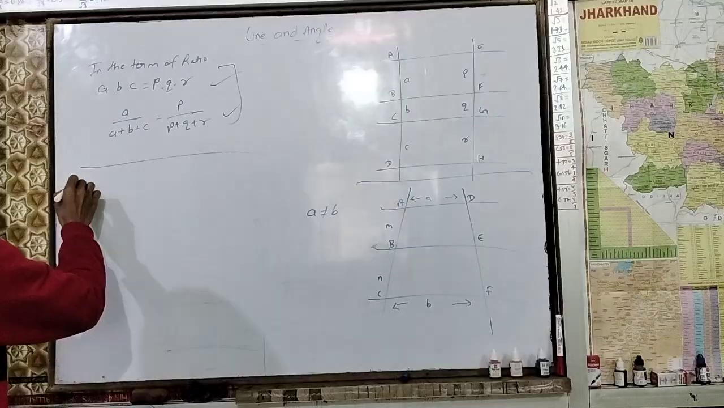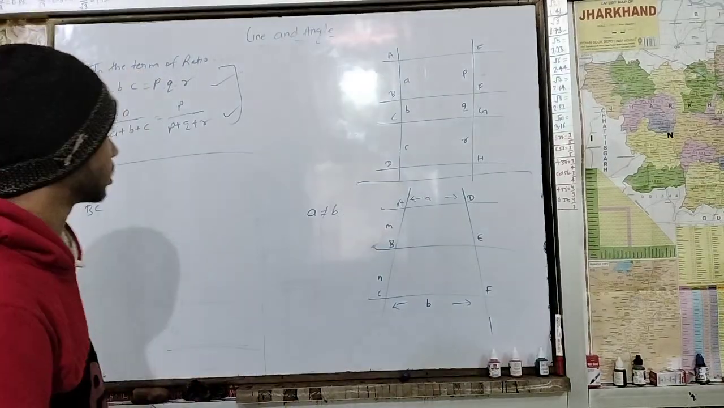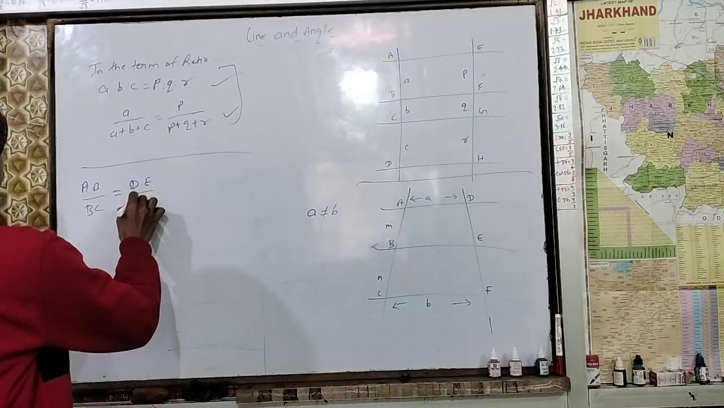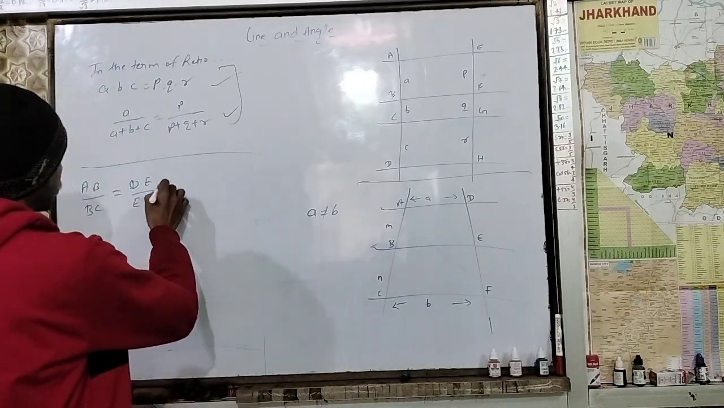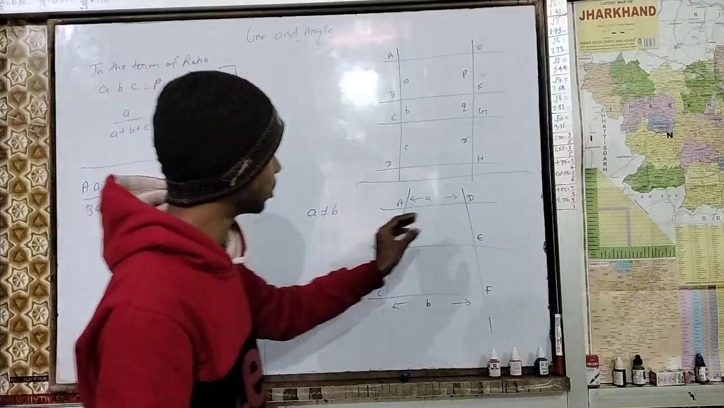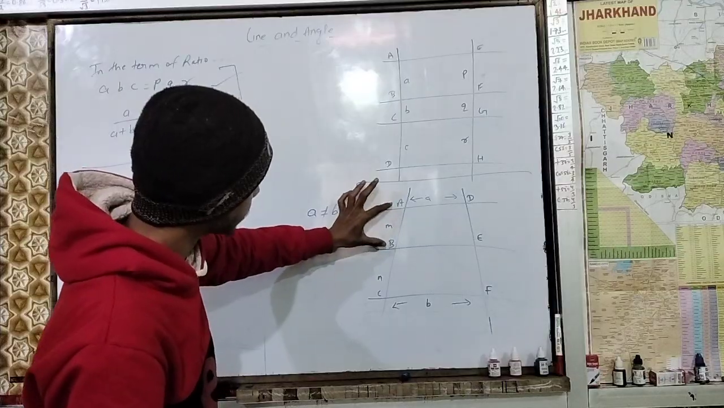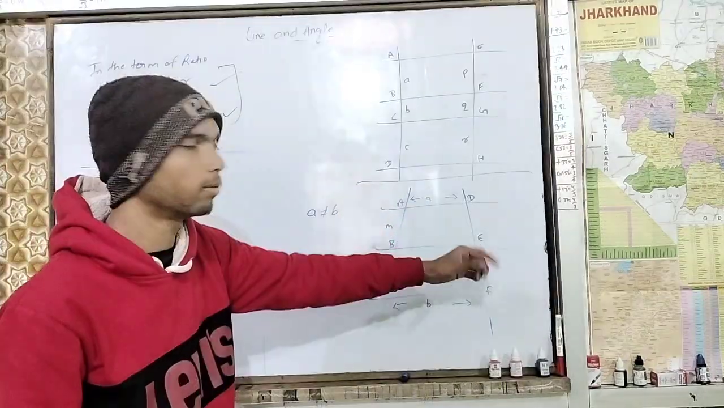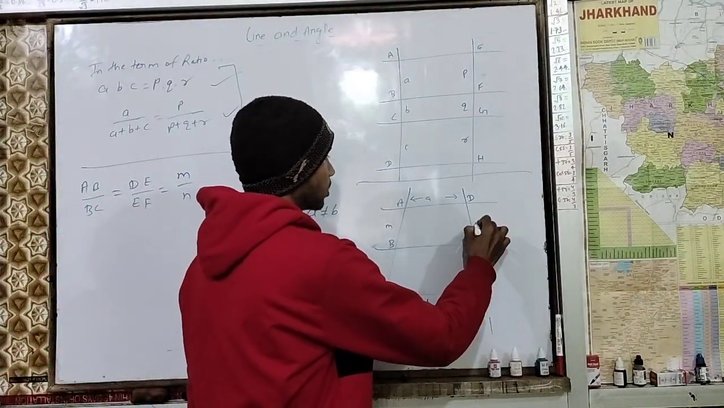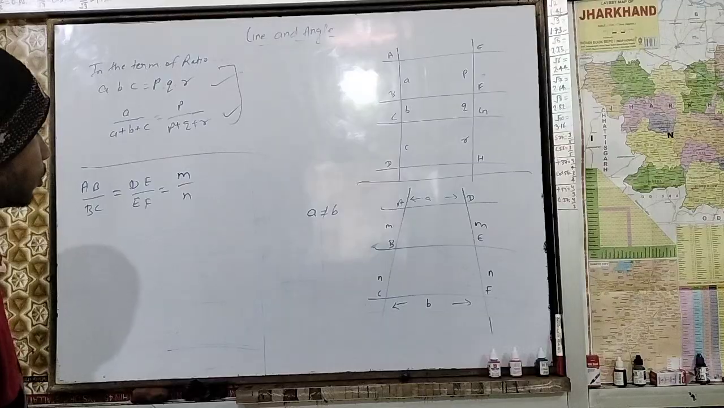In terms of a fraction, you can write like this: AB upon BC, this upon this, is equal to this side, DE upon EF, or it is equal to M upon N. Just we took AB as M and BC as N. The meaning of this is, if the length of this AB is M, then the length of DE will also be M. If the length of this BC is N, then the length of this EF will also be N. This is the meaning of MN. Clear? I hope clear.